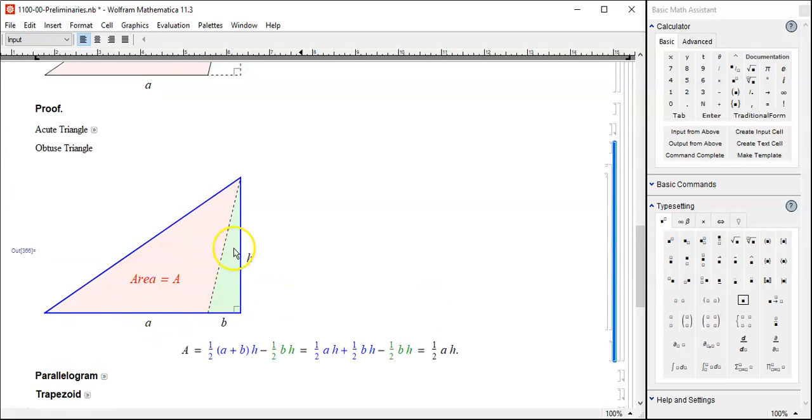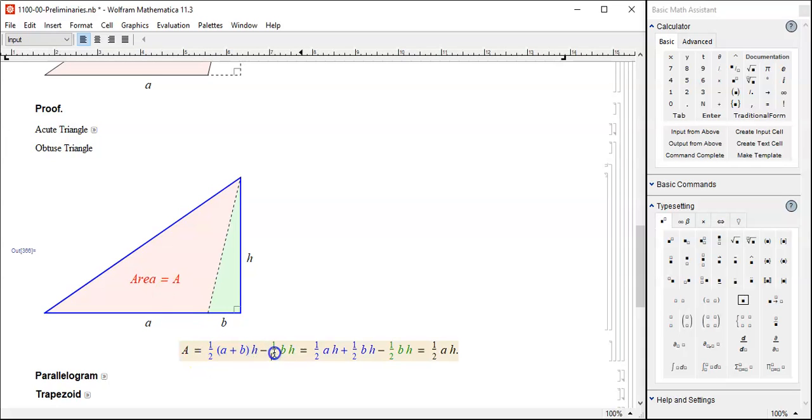Original obtuse triangle plus this green right triangle. And we had this blue outline, the big right triangle. So we can find the original area here by subtracting one from the other, and that's how you do this: blue minus green. And then break up the parentheses, and then cancel out 1/2 BH, and we get the desired result, 1/2 AH. So that completes the proof.